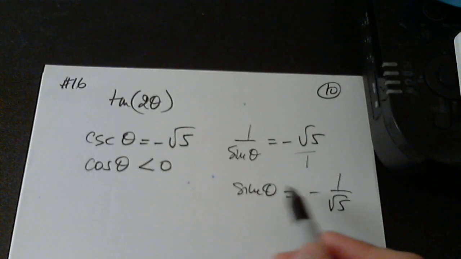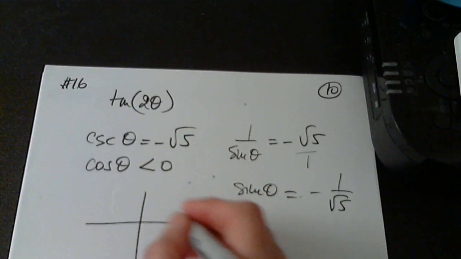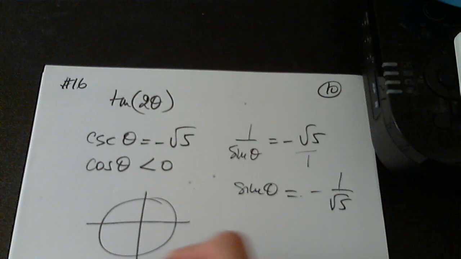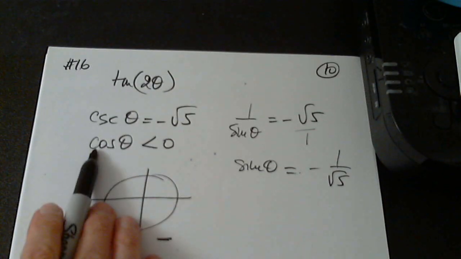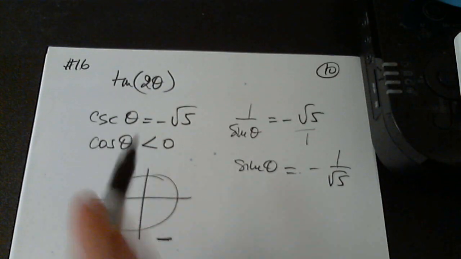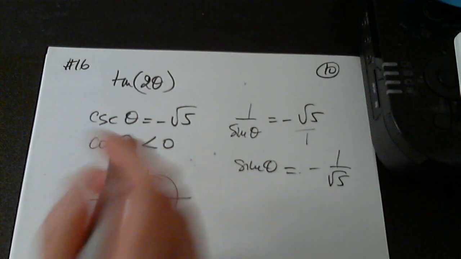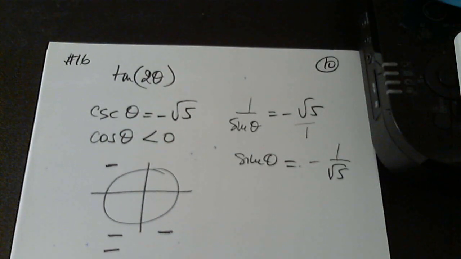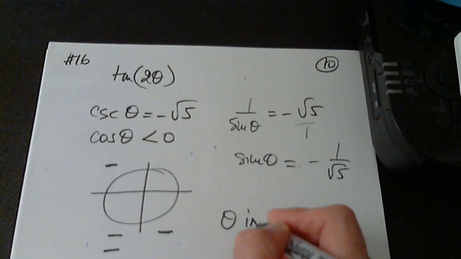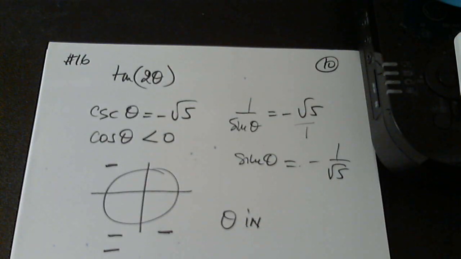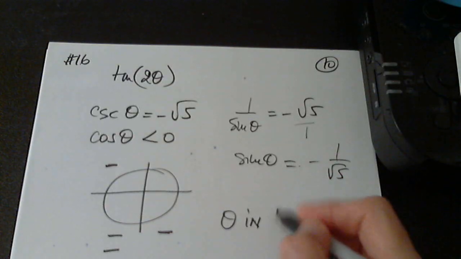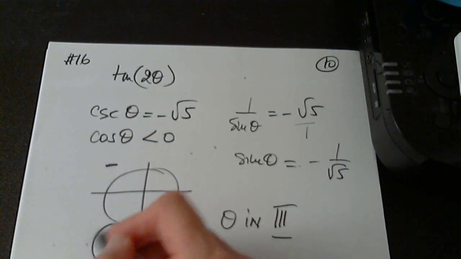So I know that sine is negative in these two quadrants. And I also know that cosine is negative in these two quadrants. Therefore, theta is in which quadrant? Third. Of course. Thank you very much. Of course, it's in the third. Good.